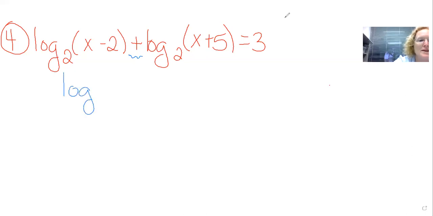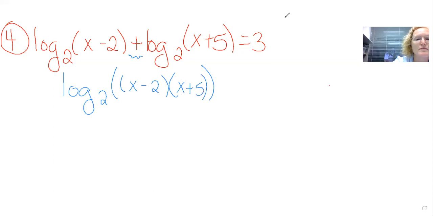This is going to be the log base 2, because remember, when we combine logs, we don't change the base, of x minus 2 times x plus 5. And then it's still going to equal 3 over here. So since they were separated with a plus, we're going to combine them by multiplying. Now you'll notice that you have 2 terms and 2 terms, so this really is a FOIL operation. So we're actually going to work this out. So here we go. Log base 2 of, now let's FOIL this.